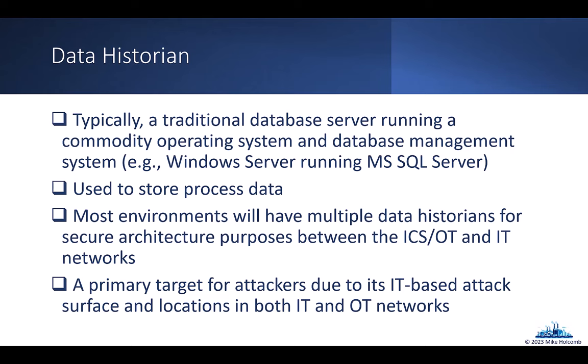And that data historian, remember, it's just another Windows server running Microsoft SQL Server, which has its own vulnerabilities on top of the operating system, which has its own vulnerabilities. So it's going to be one of those easier-to-attack targets, and it's going to be exposed. So it makes it an easy target for attackers. We will come back in the next part and talk about secure network architecture and how we can prevent it from being exposed. But that's the idea of the data historian.